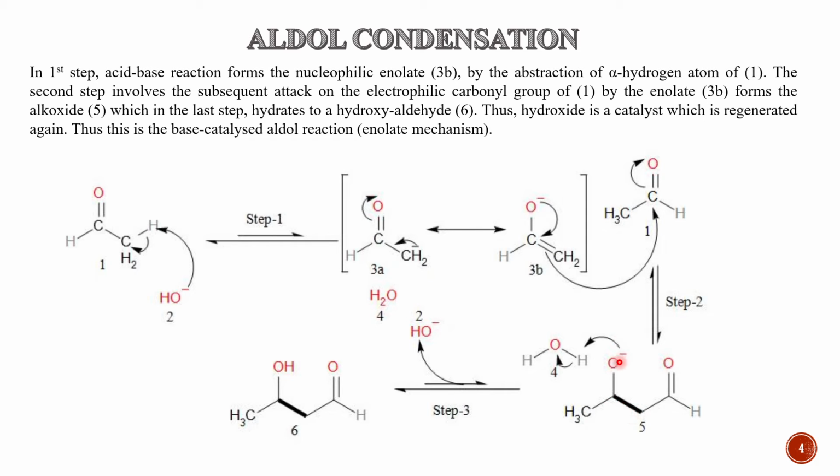And then again, this is the anion of the beta hydroxycarbonyl compound. There is again a protonation of the anion from the water, that is step 4, and the OH minus is regenerated, and we are getting the beta hydroxycarbonyl compound. So this is all about the mechanism of the aldol reaction.